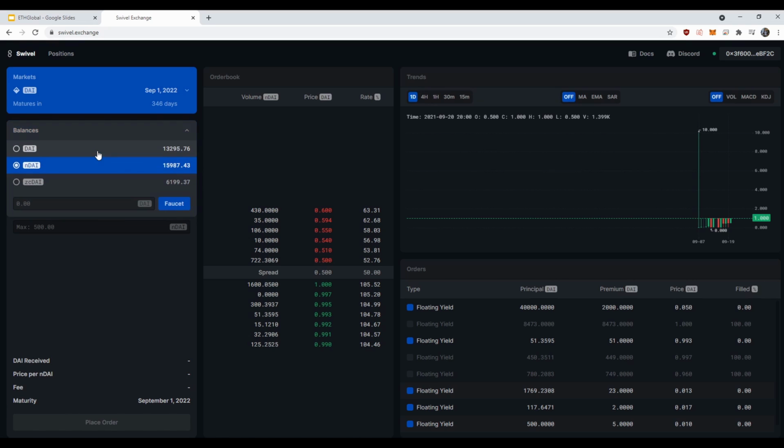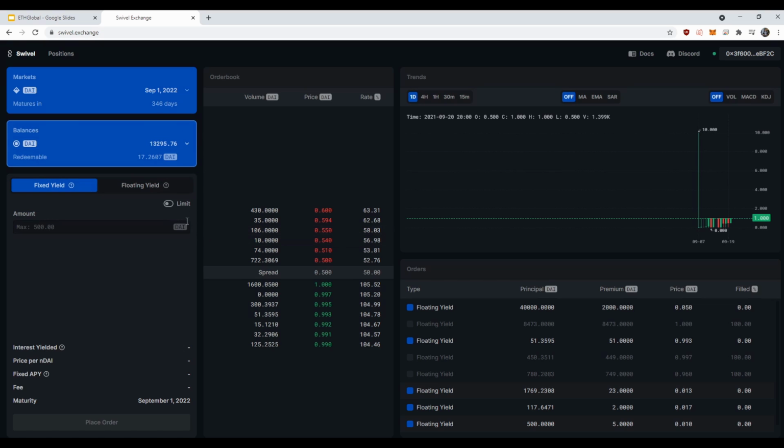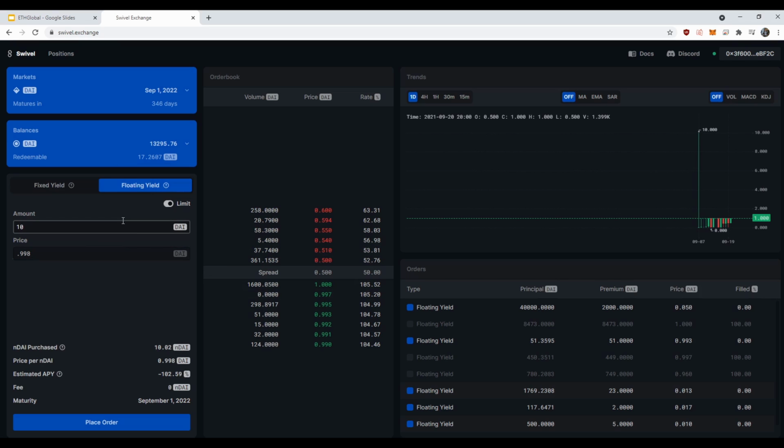But at this point, you could alternatively take a position in INDIE, sell those to the order book, or alternatively, instead of just immediately taking positions, put a limit order and just place an order on the order book itself. So we can actually see this order. Let's put it in at 0.998 for one. Let's do 50.